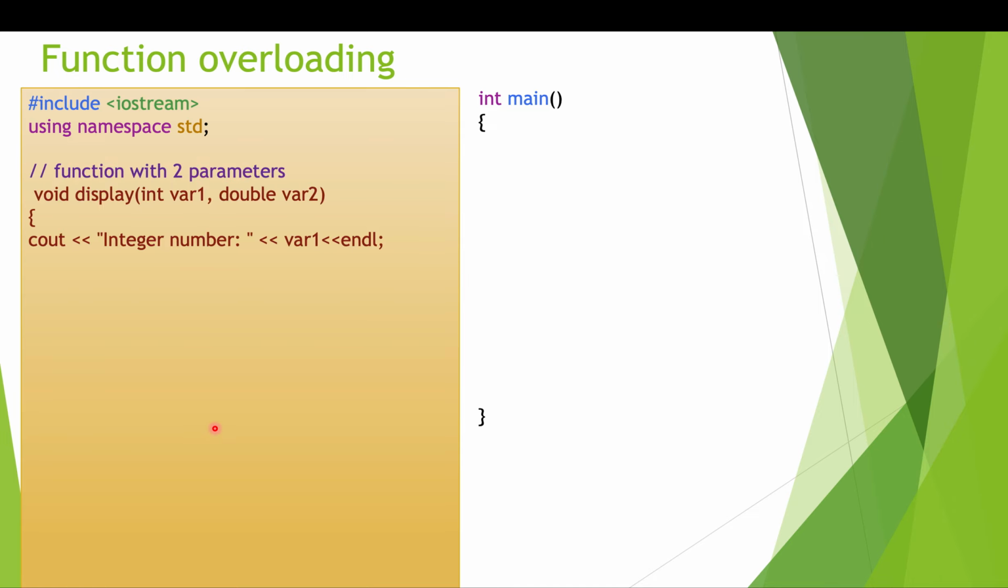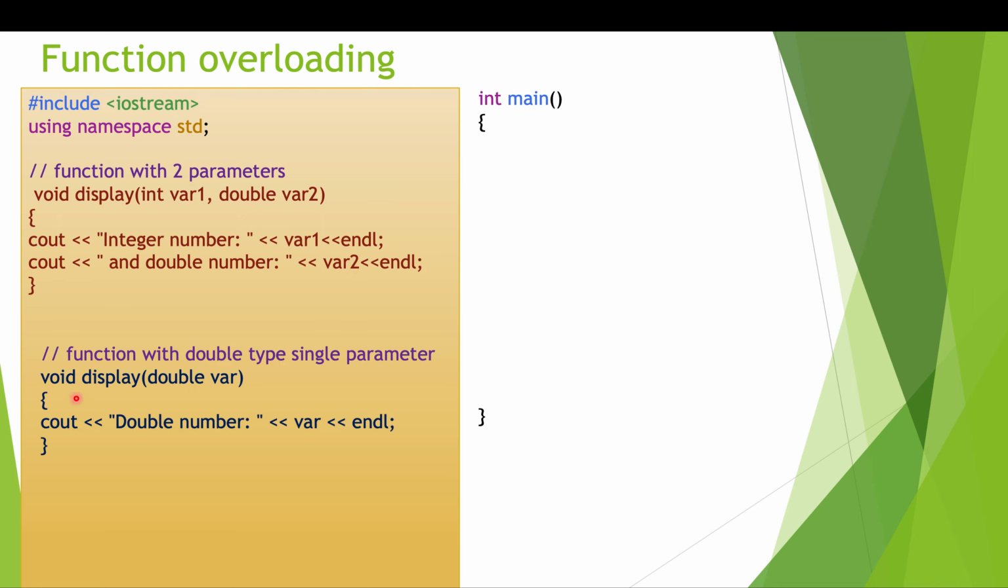So we have a function. The name of the function is display. It takes two variables as input. The first one is an integer variable, the second one is a double variable. After that, it simply prints the value of variable 1 and variable 2. Next, in the program, we have one more function and the name of the function is again display. Void display. Now we are passing one single double variable as input. So if we look at the header of these two functions, we will realize that the name of both functions is the same but the input varies.